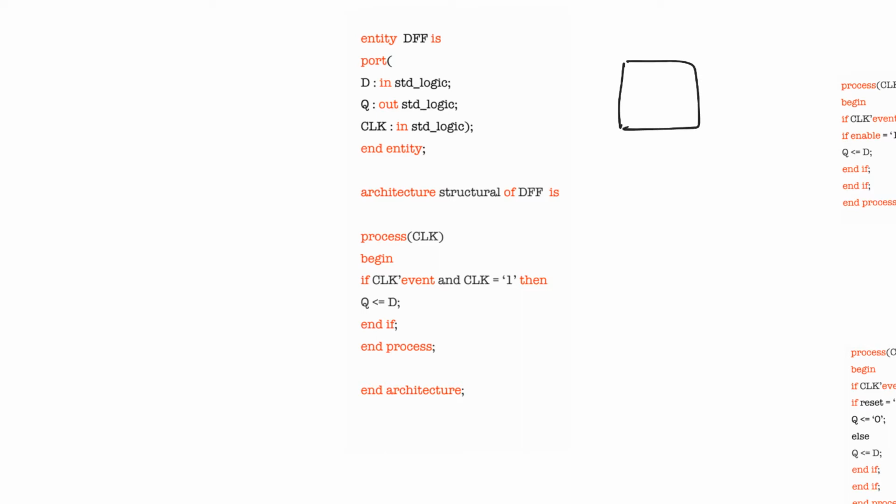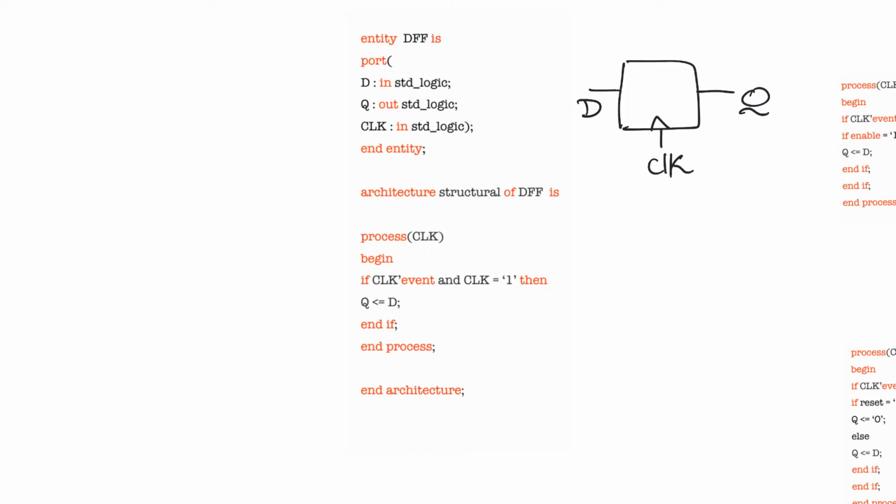That's what a flip-flop looks like: a single bit clock, a single bit D, and a single bit Q, all of type standard logic. The architecture is going to include a single process, and that process is going to have a single element in its sensitivity list, which is the clock signal. And so we see here that it contains only a single conditional statement: if clock'event and clock equals '1', then Q is equal to D.